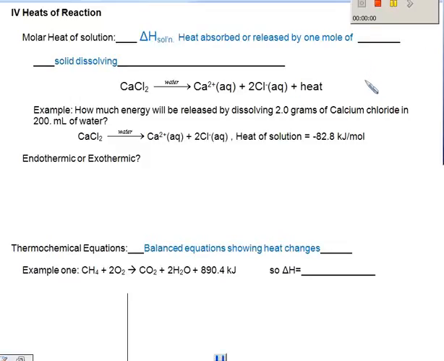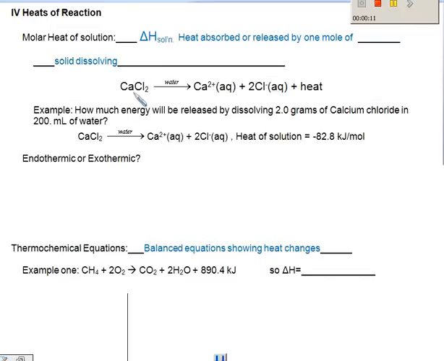This is Thermochemistry Part 6. This is Heats of Reaction. We're going to start off by actually looking at another molar heat. We're going to look at molar heat of solution, indicated by delta H solution, and this is the heat absorbed or released by 1 mole of solid dissolving.